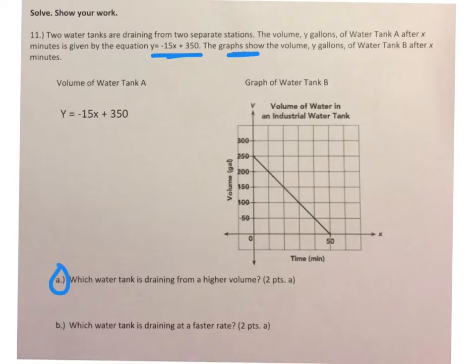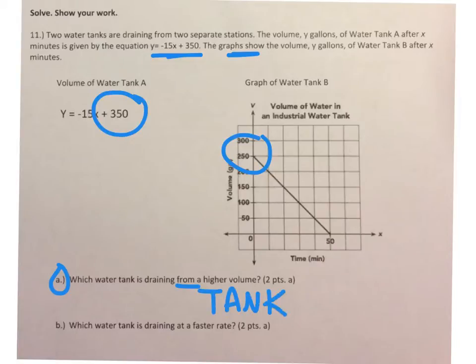Question A reads, which water tank is draining from a higher volume? That's where the graph begins, or the y-intercept. So in our equation, the y-intercept, or the initial value, is 350. In the graph, the water tank is draining from the beginning value, or the y-intercept, of 250. So which water tank is draining from a higher volume? That would be tank A, because its beginning, or its y-intercept, is 350.